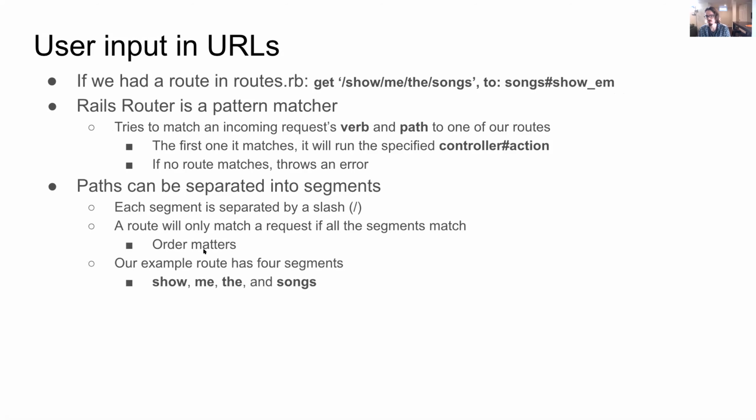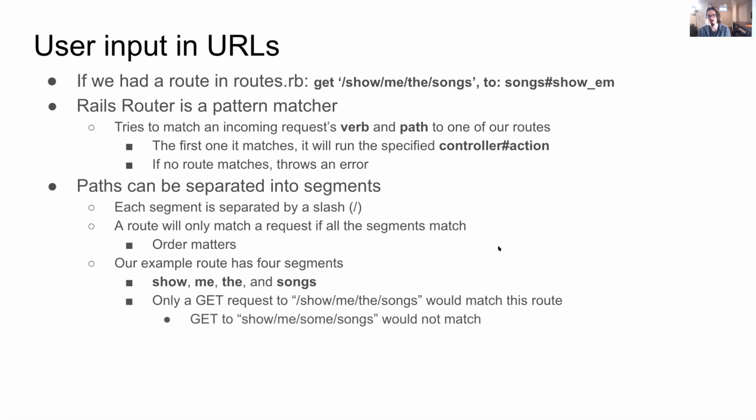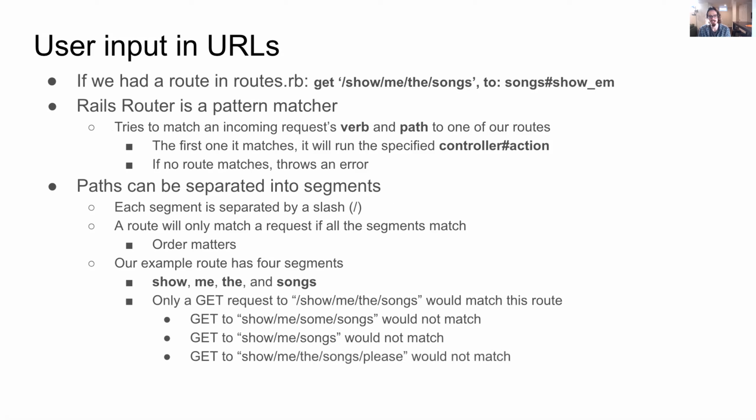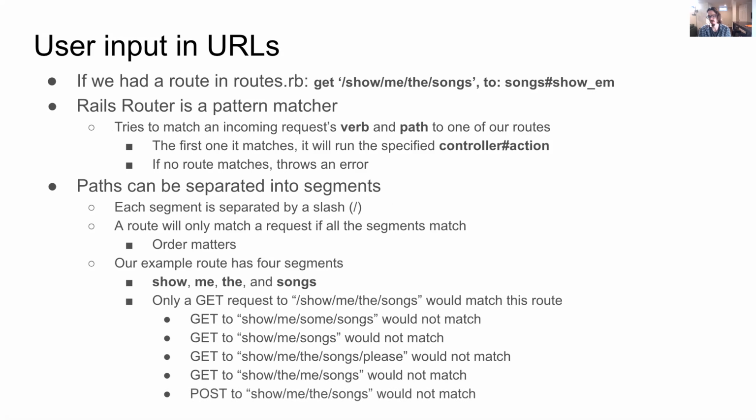And order does matter when we're trying to match these segments. So only a get request to /show/me/the/songs would ever match this route. So a get request to show me some songs would not match. A get request to show me songs would not match, so you can't leave out one of the segments. A get to show me the songs please would not match, so you can't add in an additional segment. A get to show the me songs, you can't reverse the order, so order matters in the segments. And a post request to show me the songs would not match, so the verb has to match as well.